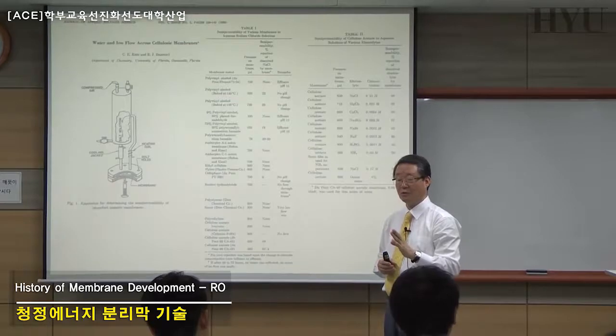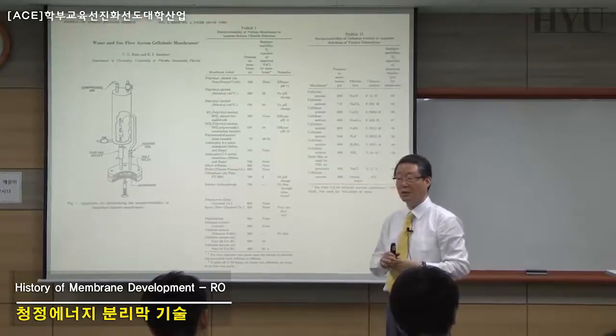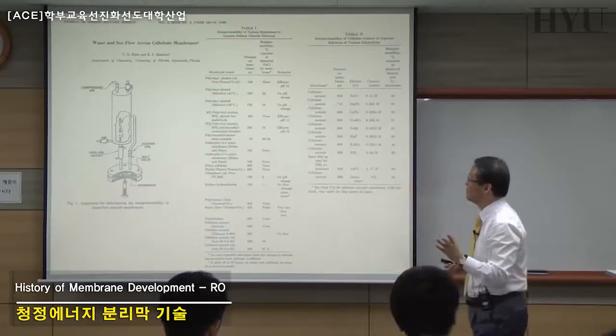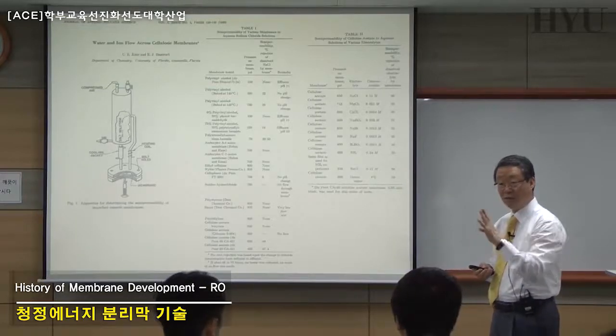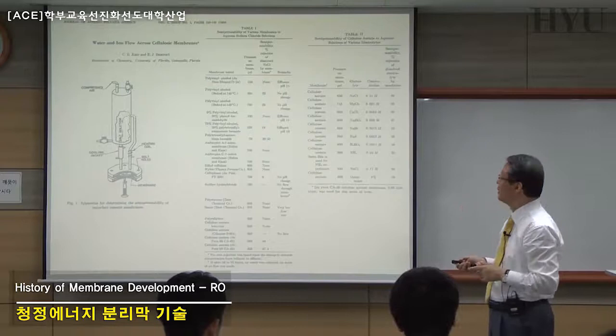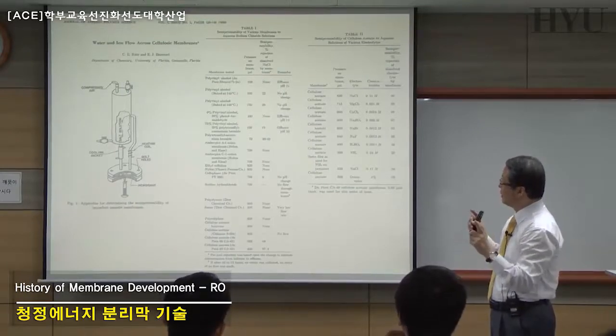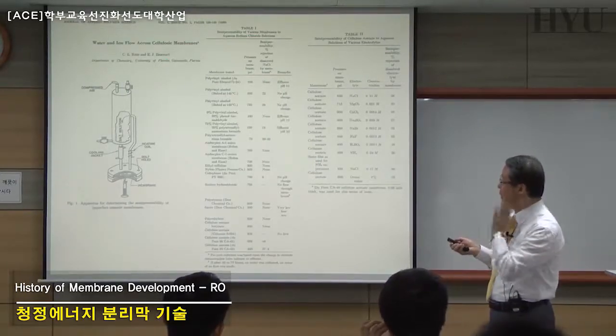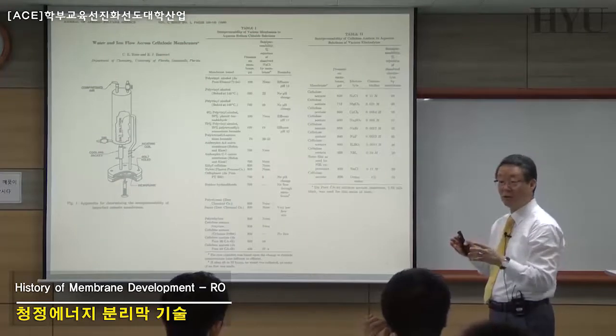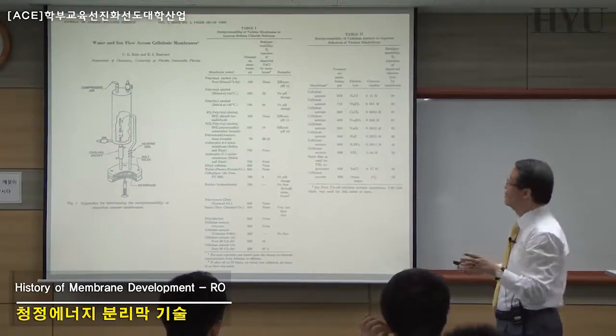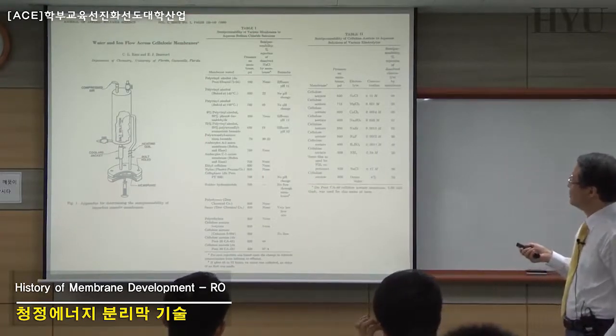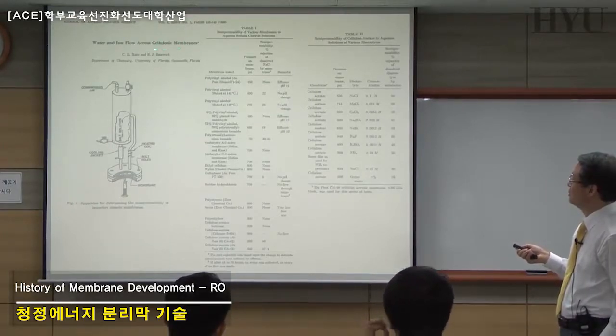shot the ship to space in, I think, 1958 or 59, I can't remember exactly. And this was the first paper, I believe, about seawater desalination. As it said, they investigated cellulose membranes for seawater desalination.